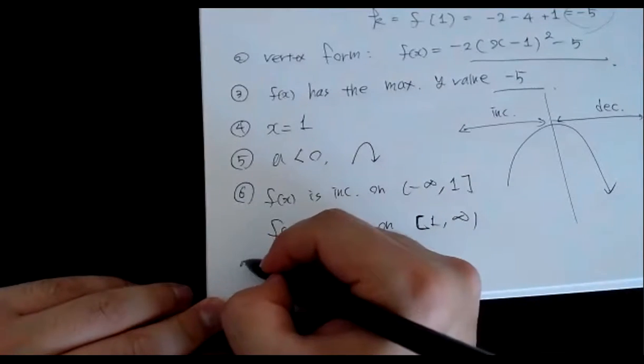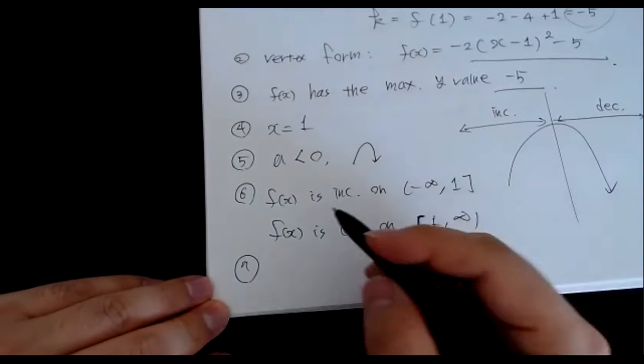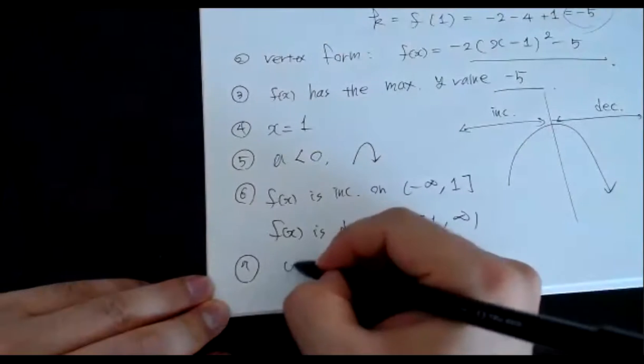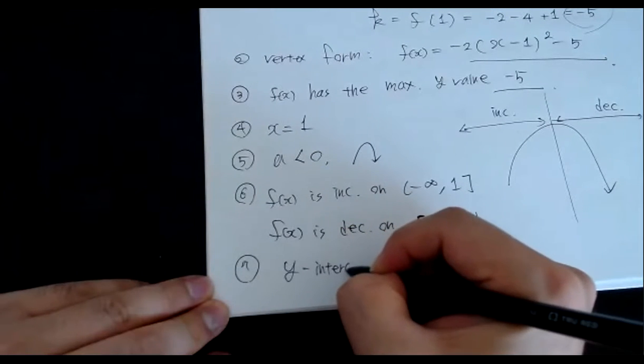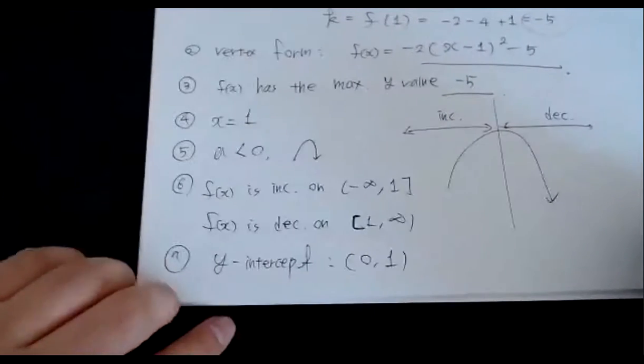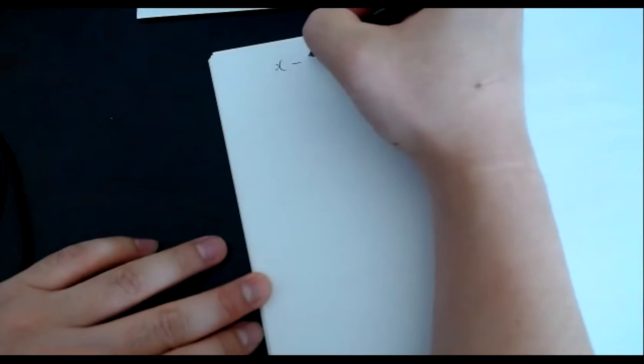Okay. And then what? x-intercept, y-intercept. First, the y-intercept is what? 0, comma c. c is 1, right? So the y-intercept is 0, comma 1. And then to find the x-intercept, well, we solve the quadratic equation, right?